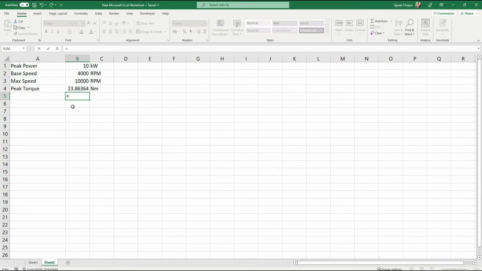Can just do a quick check. So peak torque times base speed times 2 pi by 60,000. This gives us 10 kilowatt which we wanted. Okay, so this verifies the calculation. Now we need to create a RPM versus torque versus power curve.